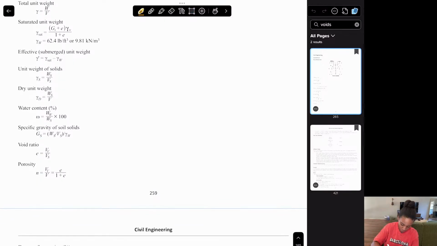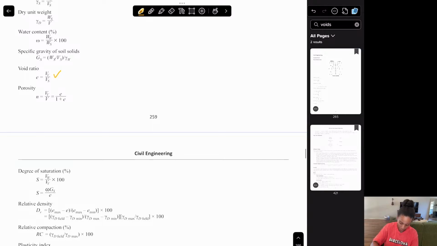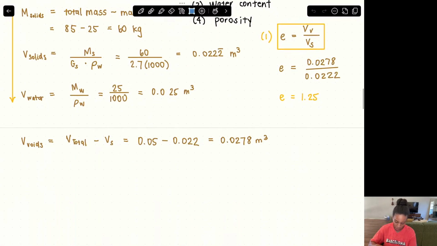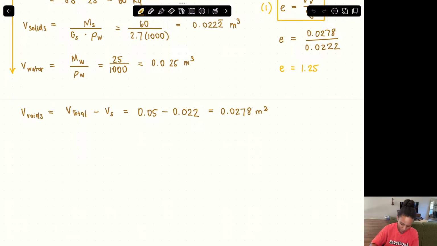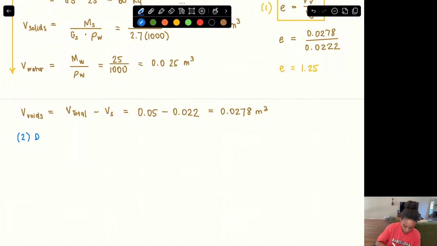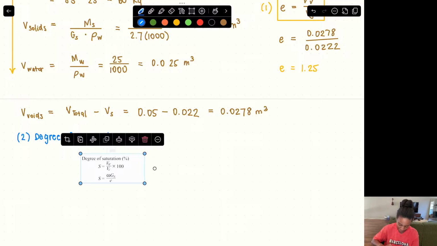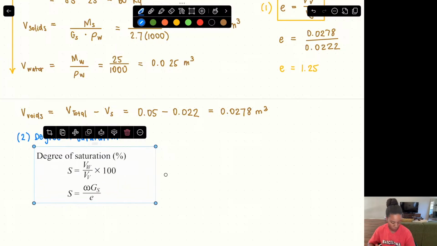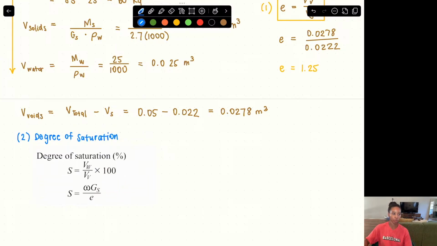We just found the void ratio right here. Now we are going to solve for the degree of saturation. It gives two different formulas that we can use. So let's go ahead and determine which of those would be best. Gonna change to blue. Degree of saturation. Alrighty, I'm gonna paste those formulas. So which of these formulas would you guys like to use to solve this problem? The first one or the second one?